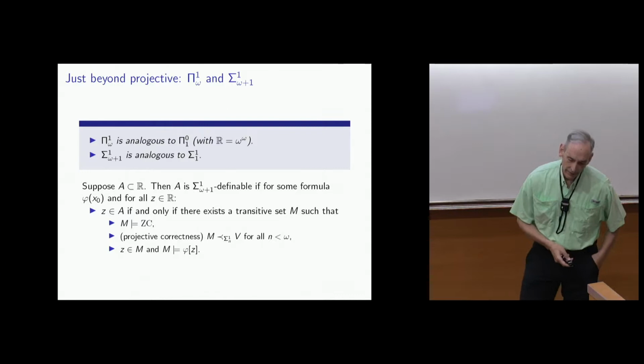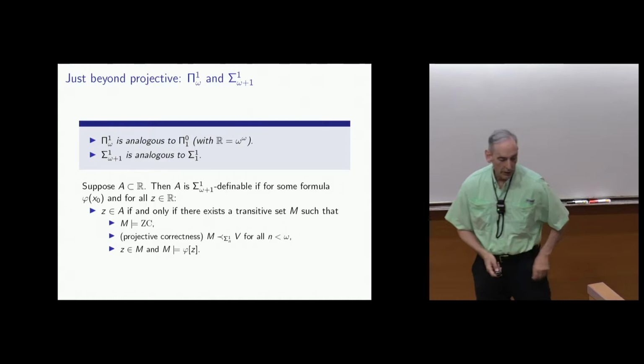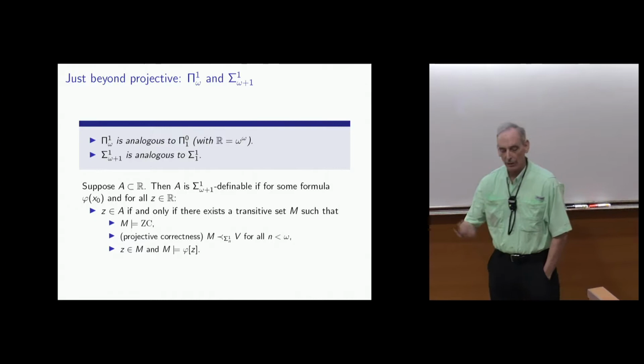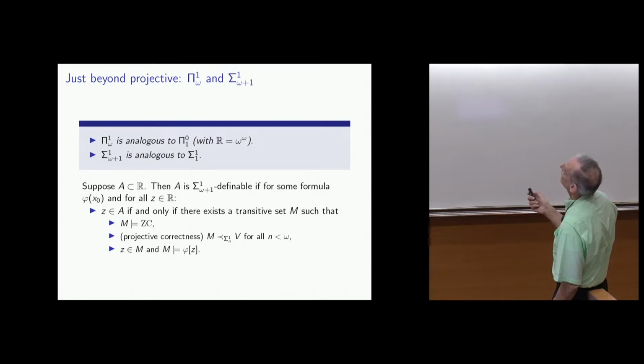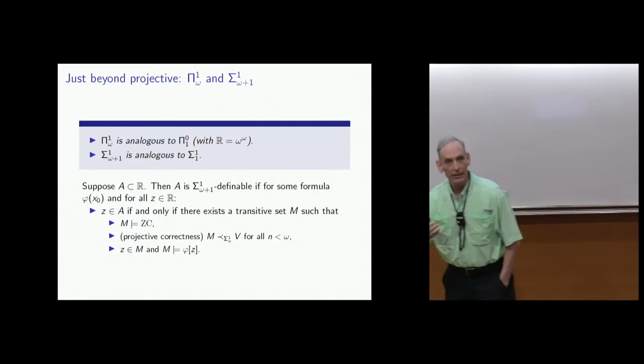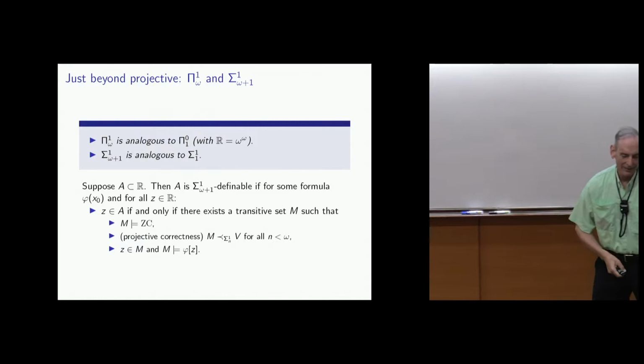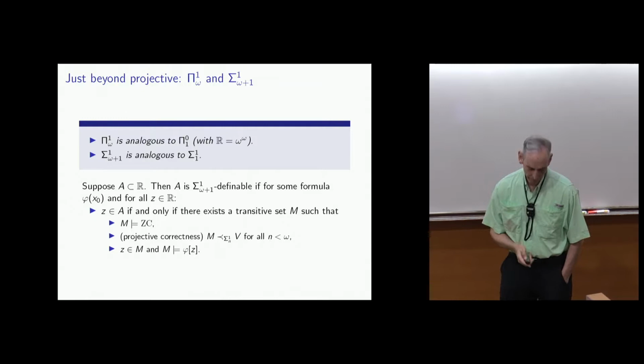if for some formula in the language of set theory, for all reals Z, Z belongs to A if and only if there's a transitive set M, M models as much set theory as you want, projective correctness, M is a sigma 1 n elementary substructure of V for all n, and then Z is in M, and M thinks phi of Z. So in a sigma 1 omega plus 1 way, it's just saying something happens in a model that's projectively correct. And frequently, that's, at least for me, much easier to think about what you can express that way. I suppose for recursion theorists, it's the opposite.